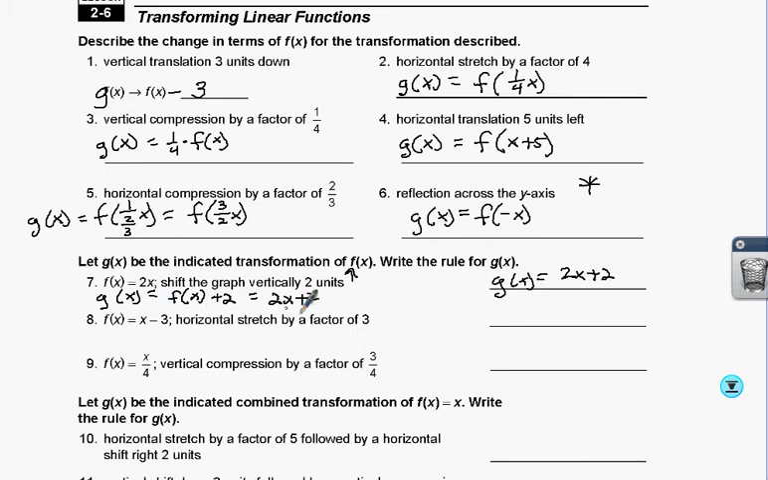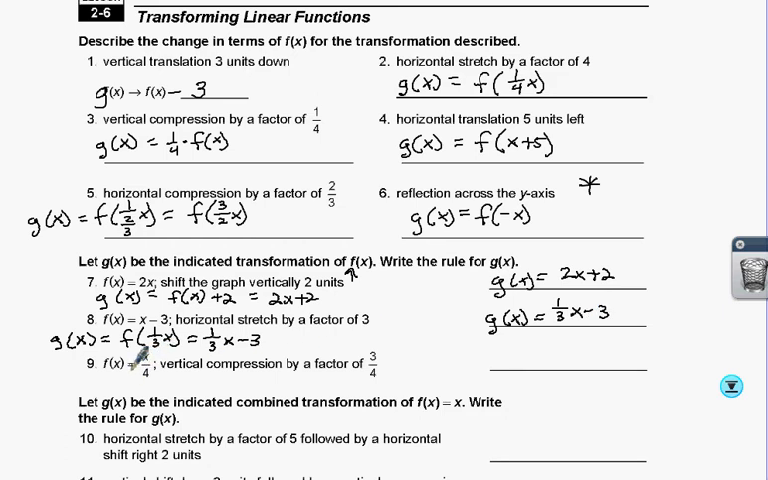Okay? Horizontal stretch by a factor of 3. So my new function is simply my old function evaluated at 1/3 x. So everywhere I see an x in this expression, I'm going to replace it with 1/3 x. So this is going to become 1/3 x minus 3. So g of x, in this case, is equal to 1/3 x minus 3.